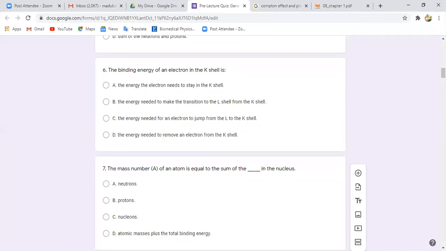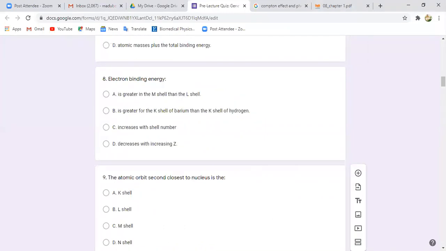Number 7, the mass number. This one is also a giveaway question. The mass number is equal to the sum of the nucleons. The nucleons are proton plus neutron. Let's see number 8, electron binding energy.